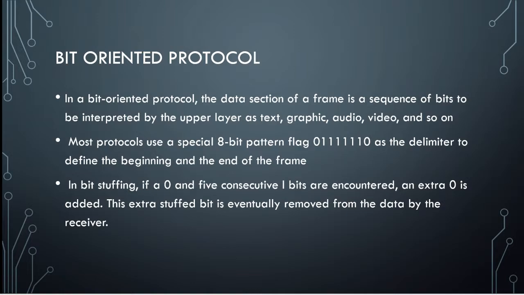Bit-oriented protocol. In a bit-oriented protocol, the data section of a frame is a sequence of bits to be interpreted by the upper layer as text, graphic, audio, video, and so on, with a delimiter to separate one frame from the other. Most protocols use a special 8-bit pattern flag as the delimiter to define the beginning and the end of the frame. In bit stuffing, if a 0 and five consecutive 1 bits are encountered, an extra 0 is added. This extra stuffed bit is eventually removed from the data by the receiver.